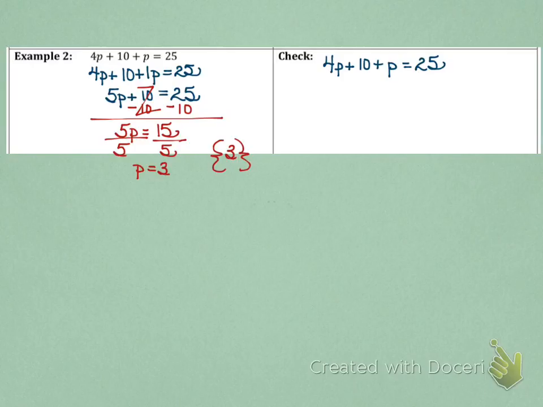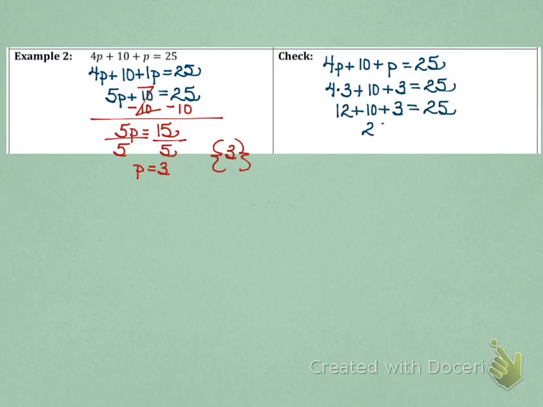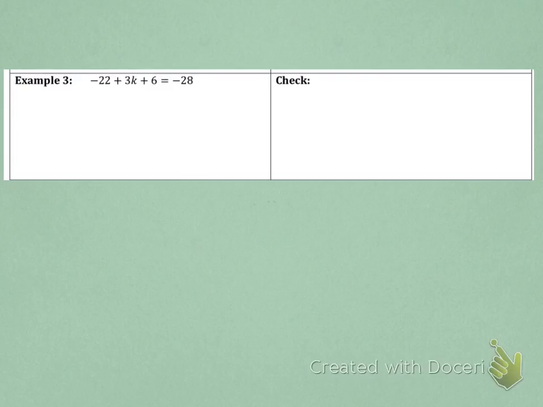So the first line of the check is always the original problem. Then I'm going to plug in what we got for p. We got 3. So 4 times 3 plus 10 plus 3 equals 25. So that's my plug-in line. Following order of ops, I've got to do 4 times 3 first. It's multiplication. Then I've got plus 10 plus 3 equal to 25. 12 plus 10 plus 3 gives me 25 equals 25. Check mark, you're done. Now let's take a look at example 3.